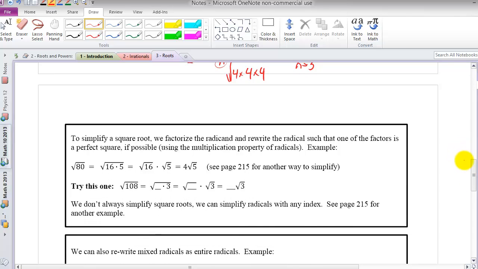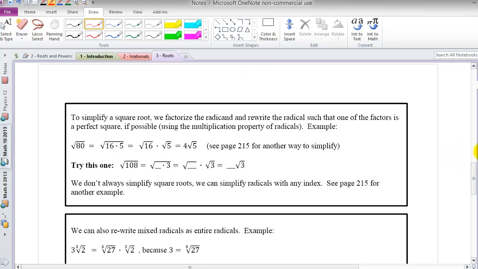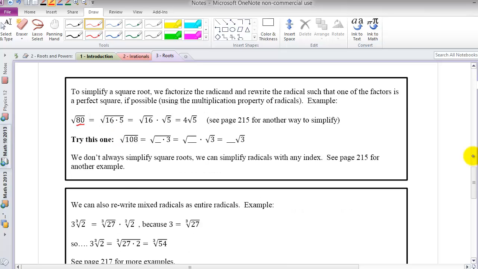Okay, so to simplify a square root, we want to factorize the radicand and rewrite the radical such that one of the factors is a perfect square if possible. So for example, square root of 80, we're going to try to rewrite the radicand, this is the radicand, such that one of the factors is a perfect square. So it so happens that 16 times 5 is equal to 80, and 16 is a perfect square. So now we use the multiplication property of radicals to rewrite the square root of 16 times 5 is equal to the square root of 16 times the square root of 5. And since the square root of 16 is 4, we can rewrite the square root of 80 as 4 root 5.